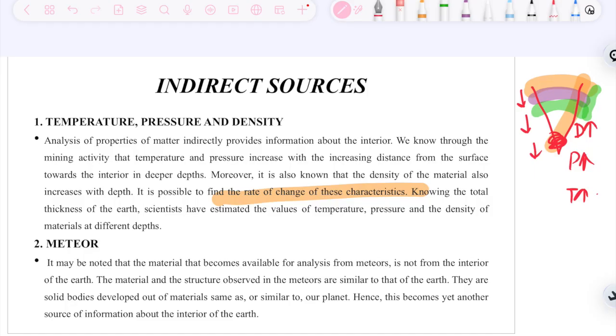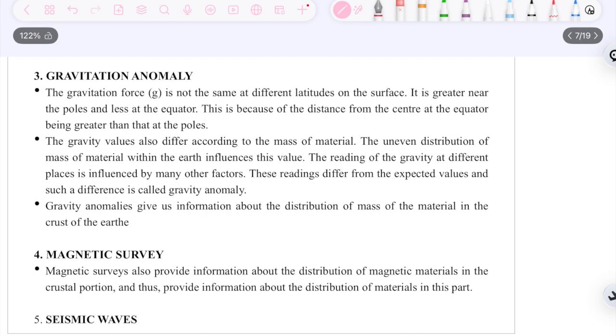It may be noted that the material that becomes available for analysis from meteors is not from the interior of Earth. Understand that it is not coming from the interior of Earth. But the material and the structure observed in the meteor are similar to that of Earth. They are solid bodies developed out of the same material as, and similar to, our planet. Hence, this becomes yet another source of information about the interior of Earth, and it becomes easier to understand the interior of Earth.